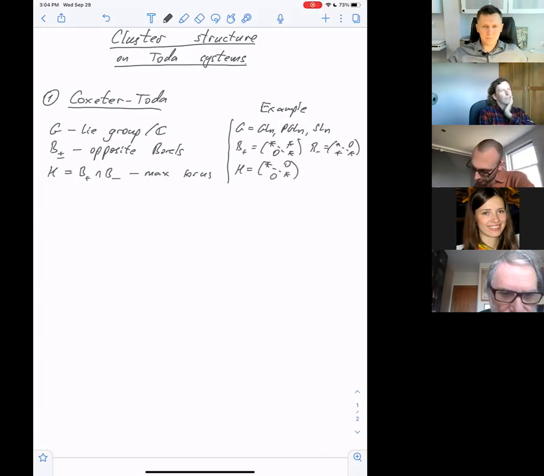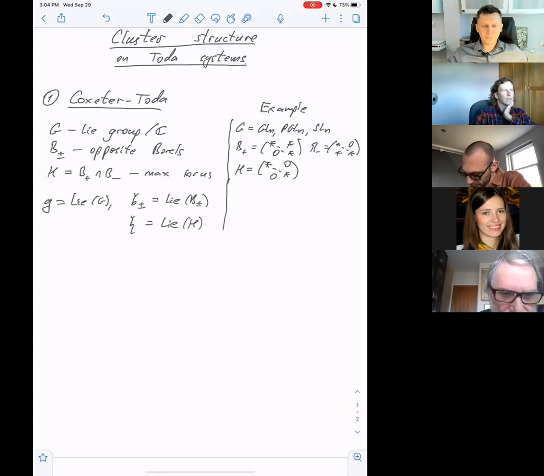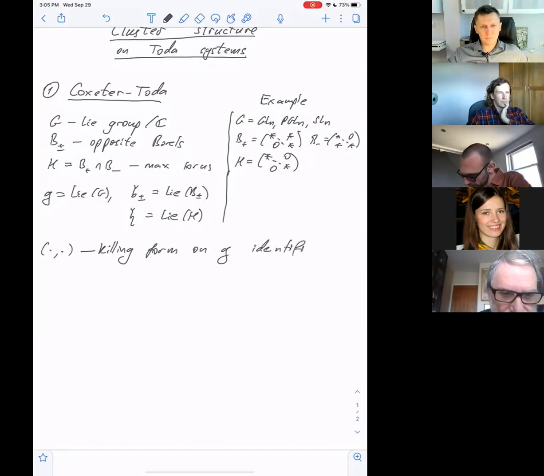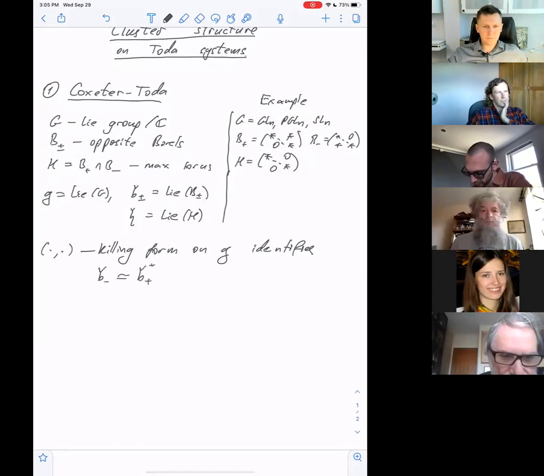Right. Well, and then I'll need notations for the Lie algebras. So 𝔤 is the Lie algebra of G. 𝔟 plus and minus is the Lie algebra of the corresponding Borels, and 𝔥 will be the Lie algebra of the maximal torus. So the Cartan. All right. Now, since we have a Killing form on 𝔤, let this form here be the Killing form. What it does for us in particular, it identifies say B minus, the negative Borel, with the dual to B plus.